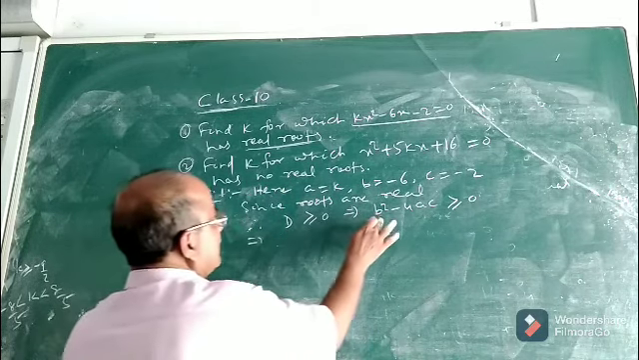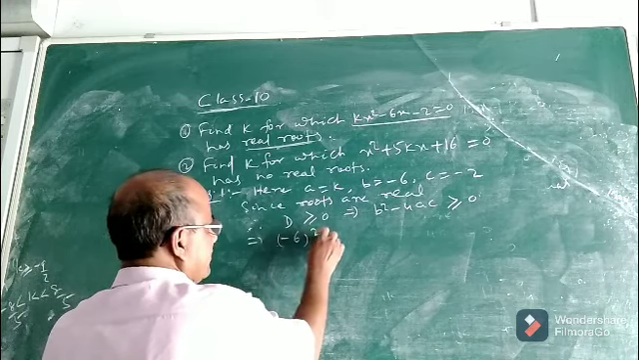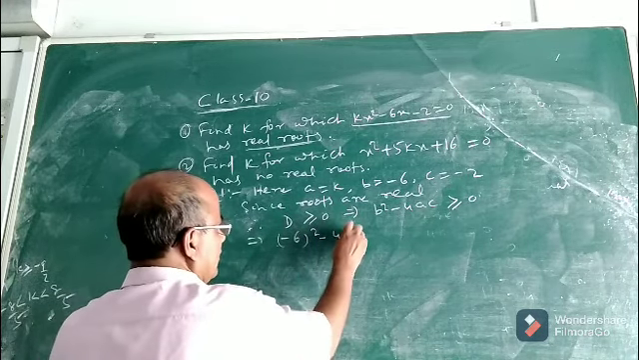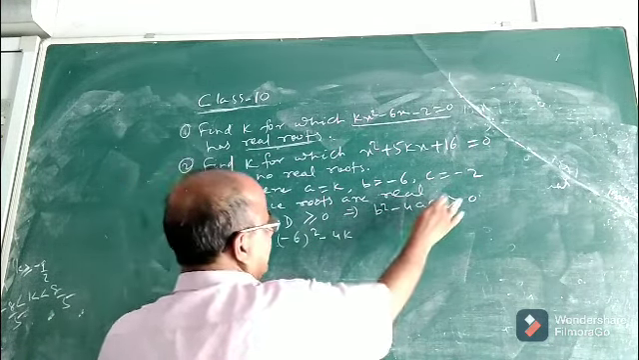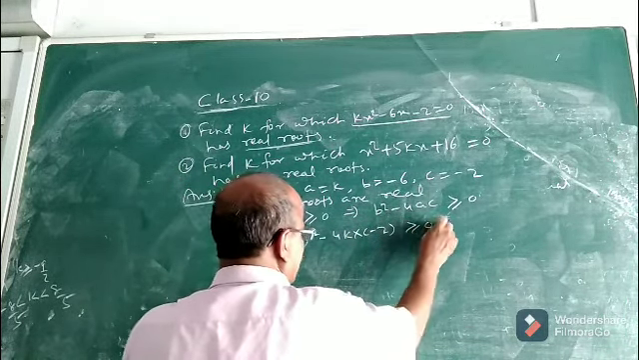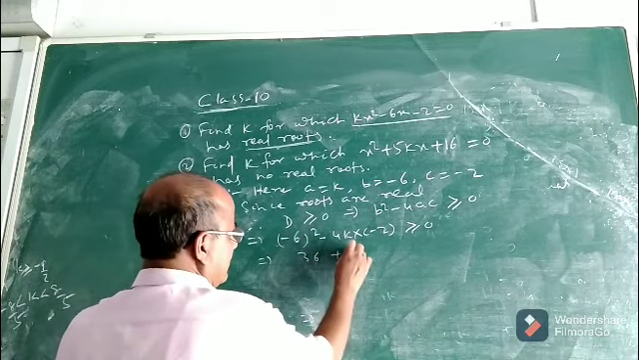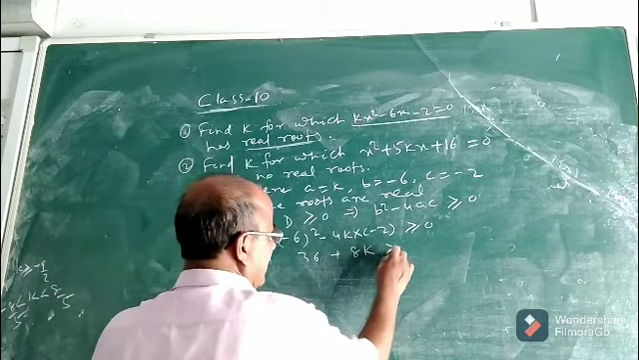Now, what is the value of b? b is minus 6. Minus 6 square minus 4 into k, and what is the value of c? It is minus 2. Greater than or equal to 0. Now this is 36 minus minus plus, it is 8k greater than or equal to 0.